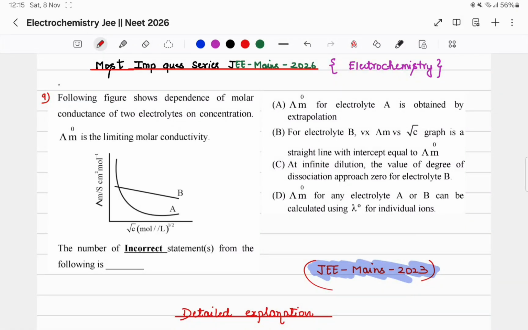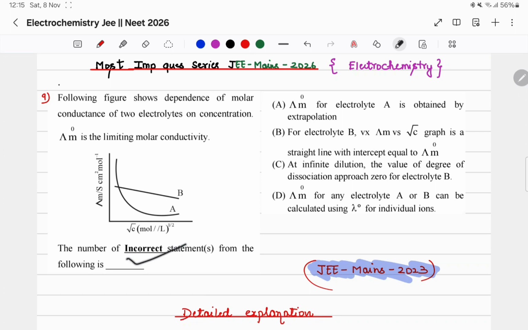Today I welcome you all to question number 9 of our electrochemistry series of the crash course for JEE Mains 2026 and NEET. Let's see what they are going to ask today. They are talking about the following figures, which show the dependence of molar conductance of two electrolytes. Two electrolytes have been given, electrolyte A and electrolyte B. They are also giving lambda m naught, which is a representation of limiting molar conductivity. Then they are giving options A, B, C, D, and they are asking at last how many are incorrect statements.